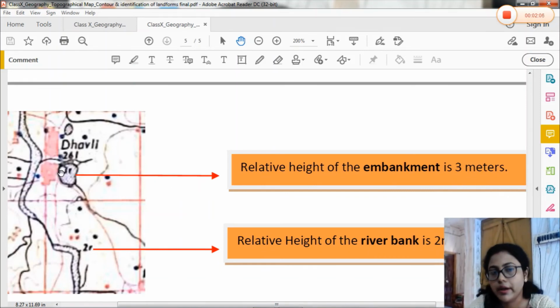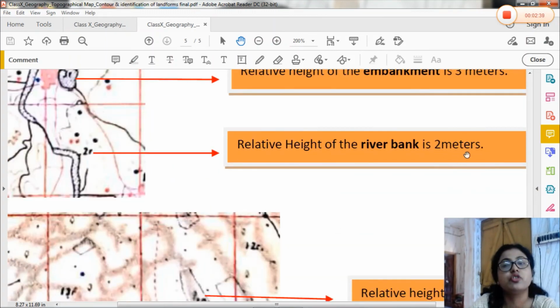As it is written in black color, and the embankment is drawn over here, it is the relative height of the embankment, 3 meters. Now in the same map, just beside the stream, it is given 2R. So it means the relative height of the river bank is 2 meters. You have to mention the unit. Without the unit, the answer will not be accepted. So keep this in mind.